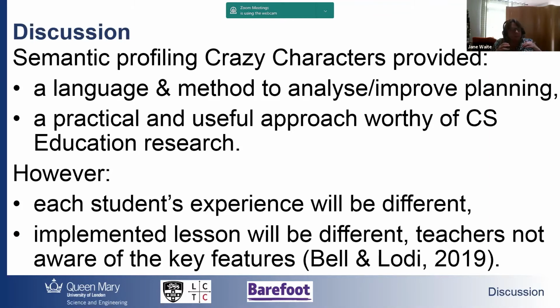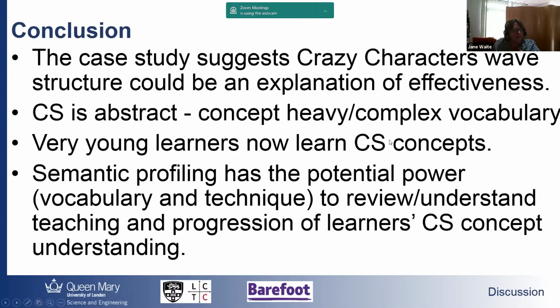So I think there's lots of opportunity for us to talk about what semantic waves can bring to us. But the case study suggests that perhaps the way that I happened to have designed the lesson, this linking of concept to practical activities then back up again, maybe that's part of the reason why it's very popular and seen as being effective. On the other hand, it might be just that it's fun.